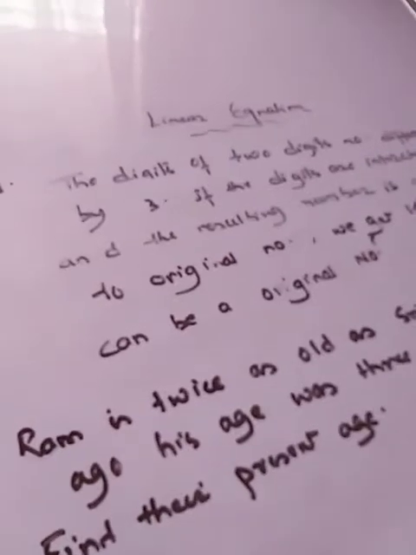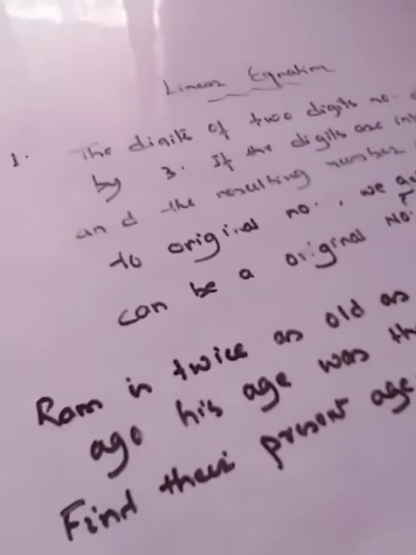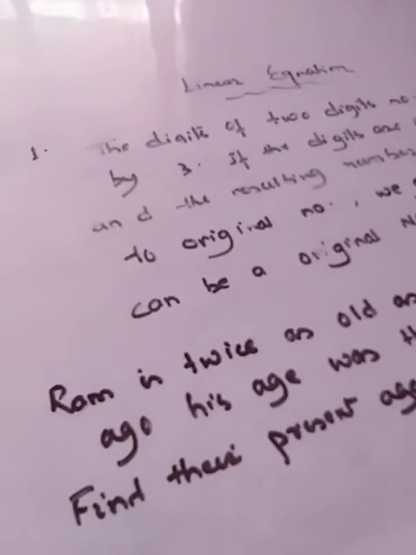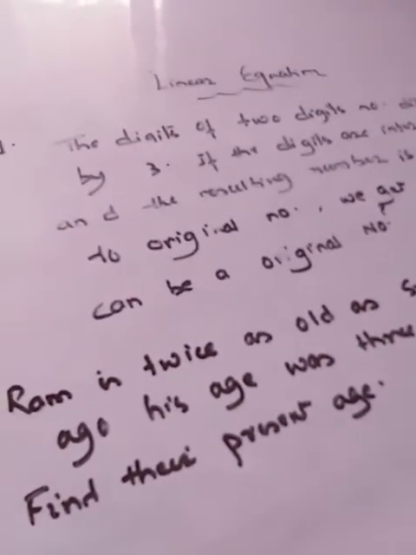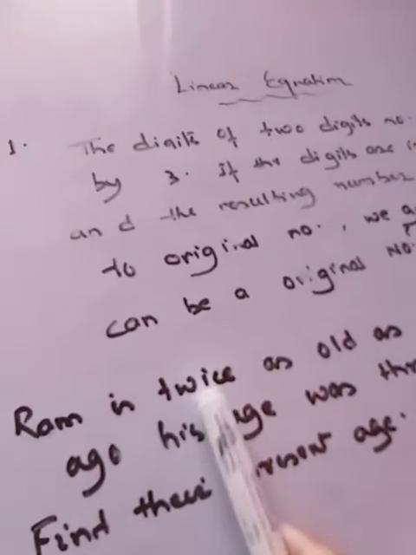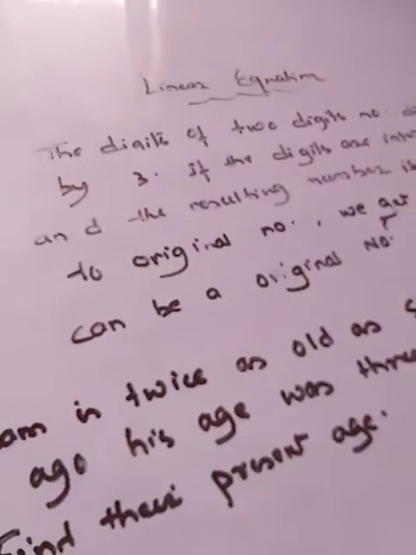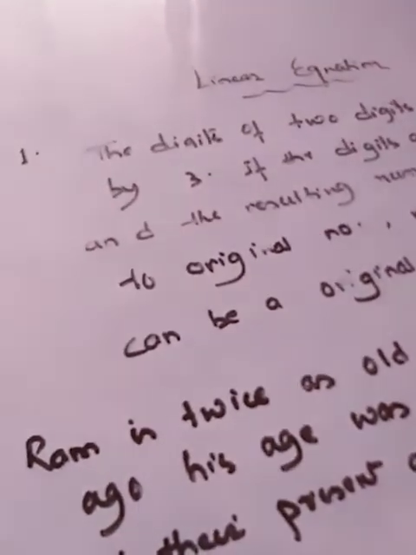Students, today I have come up with two very important questions of linear equation problem sums, which I normally see students try to avoid. Please do not try to avoid them, try to understand, because these sums will play a very important role in your higher classes. That is the age problem and a two-digit problem sum. Let us see the first sum.